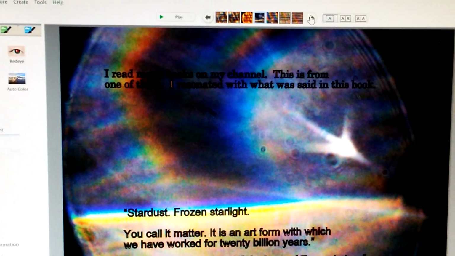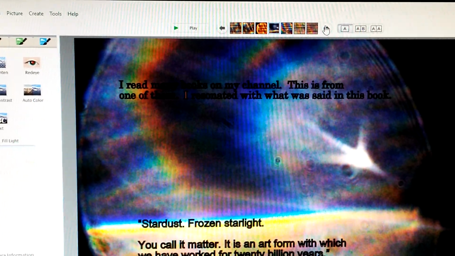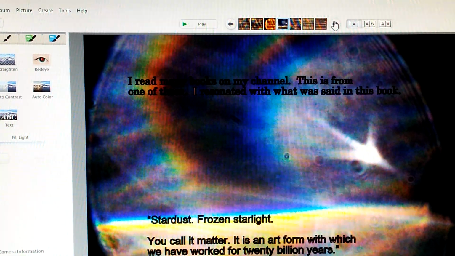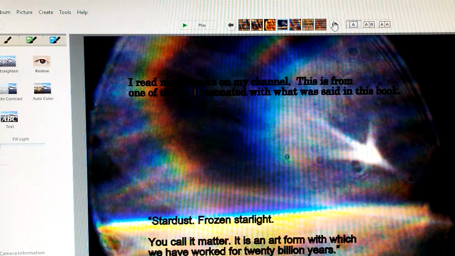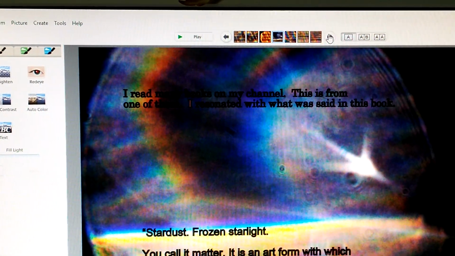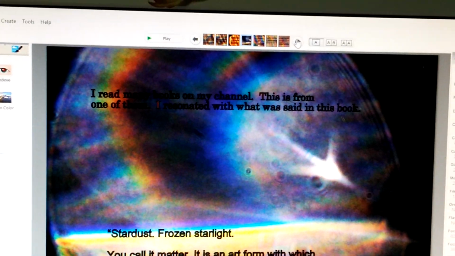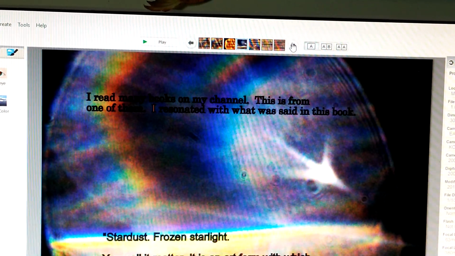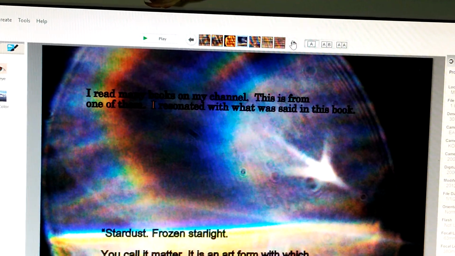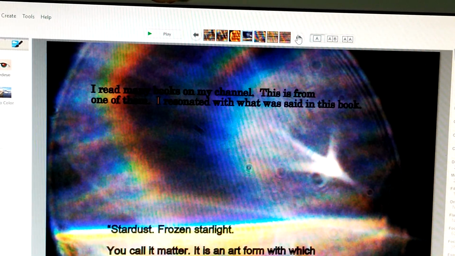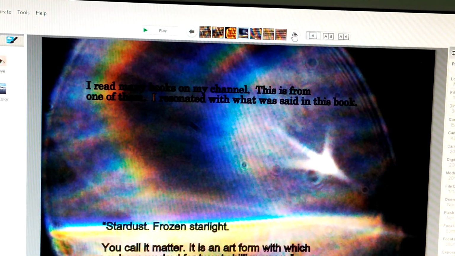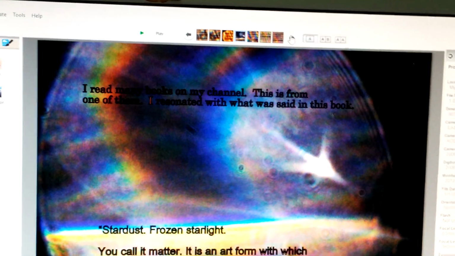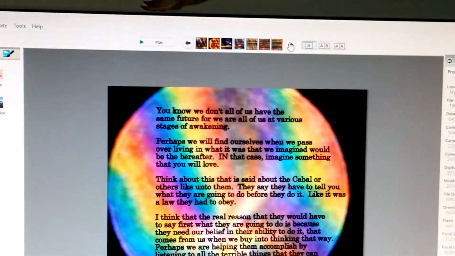I read many books on my channel. This is from one of them. I resonated with what was said in this book, The Starseed Transmissions. And this orb just looks so much like a scene. And this is words from out of that book. Stardust, frozen starlight, you call it matter. It is an art form with which we have worked for 20 billion years.